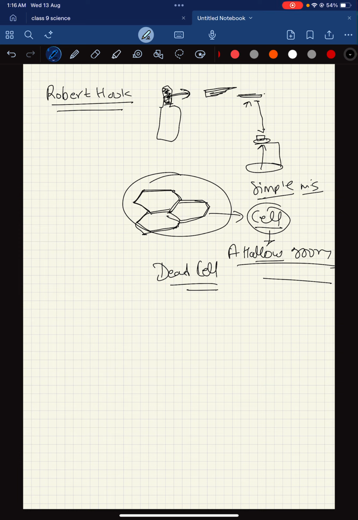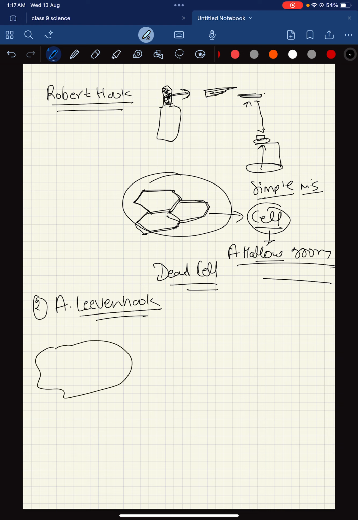After that, the second scientist comes in history. His name is Antony von Leeuwenhoek. He lives near a pond and he takes a small amount of pond water and puts it in a compound microscope. Compound microscope is this type of microscope that has two lenses, and he puts this water on watch glass and sees by the compound microscope.